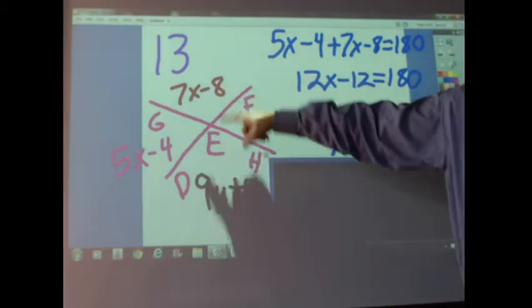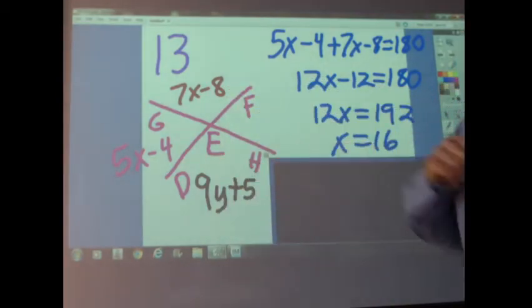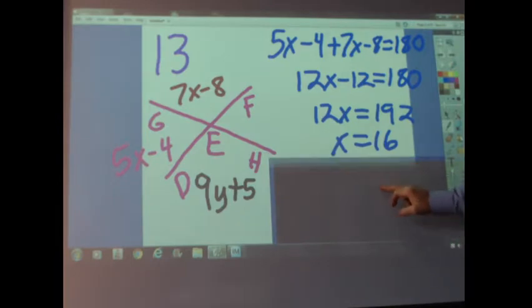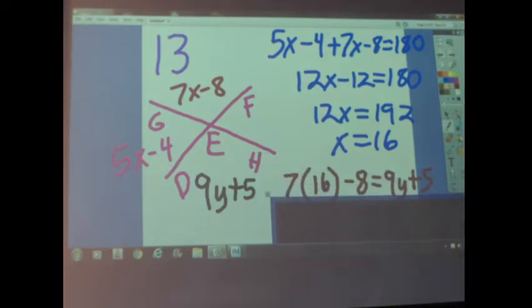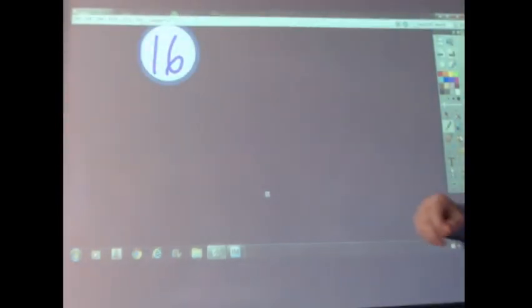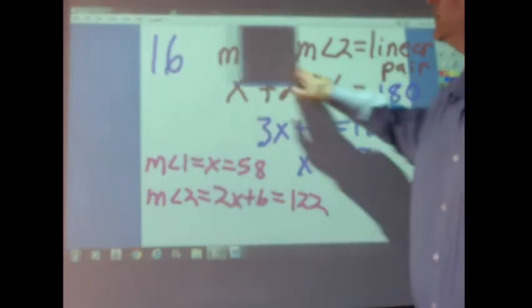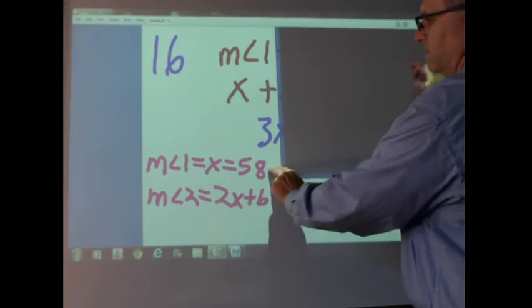So if this is equal to this, because they're vertical angles, then I can set it up like that, to where 7 times 16 minus 8 equals 9y plus 5. And then I'll let y'all solve for y. All right, and then on number 16.